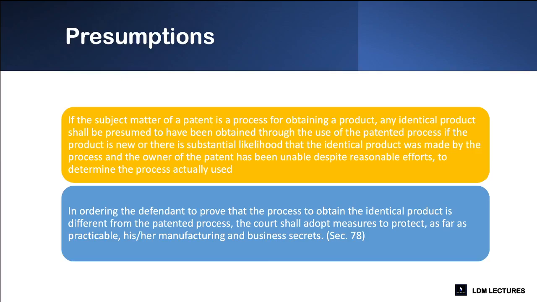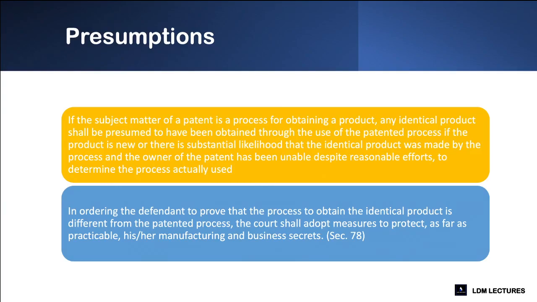If the subject matter of a patent is a process for obtaining a product, any identical product shall be presumed to have been obtained through the use of the patented process if the product is new or there is substantial likelihood that the identical product was made by the process and the owner of the patent has been unable despite reasonable efforts to determine the process actually used. So, presume ka, no? Presume ka na ginamit mo yung patented process.